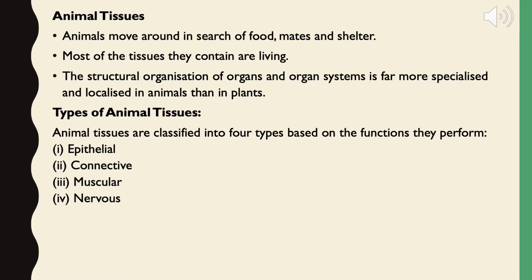We all know that animal tissues are different from the plant tissues. Why? Because animals move around in search of food and most of their tissues are living, and the structural organization of organs and organ systems is far more specialized than in plants. So, four types of animal tissues we will learn in this chapter: epithelial, connective, muscular and nervous tissue.